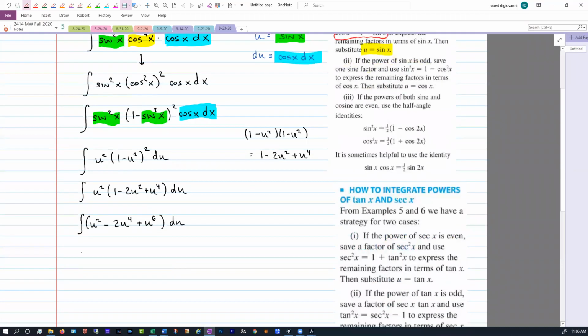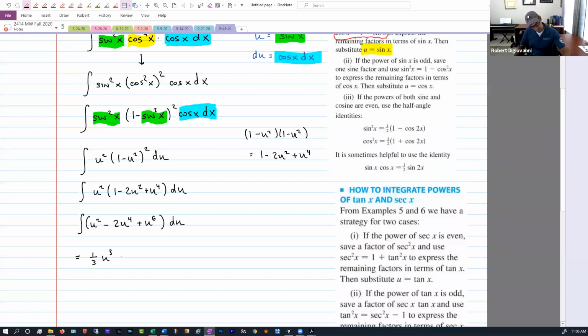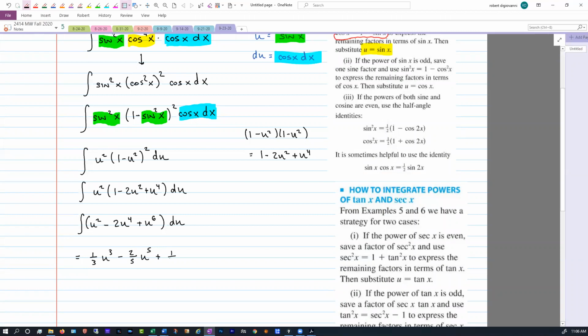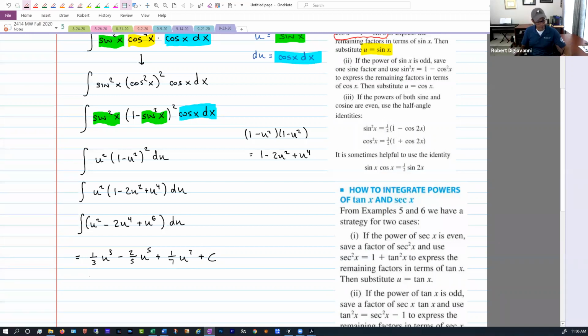Yeah, what I got after that was 1 over 3 u cubed, minus 2 over 5 u to the fifth, plus 1 over 7 u to the seventh. Good. Okay. And then we have one additional step, right? Replace u with what it was, and it was sine, right? So it's going to be sine cubed x minus 2/5 sine to the 5th x plus 1/7 sine to the 7th x plus c. We're done.